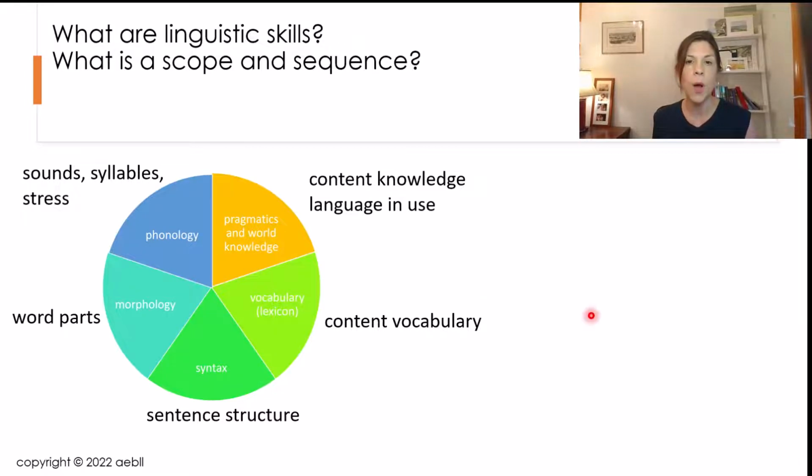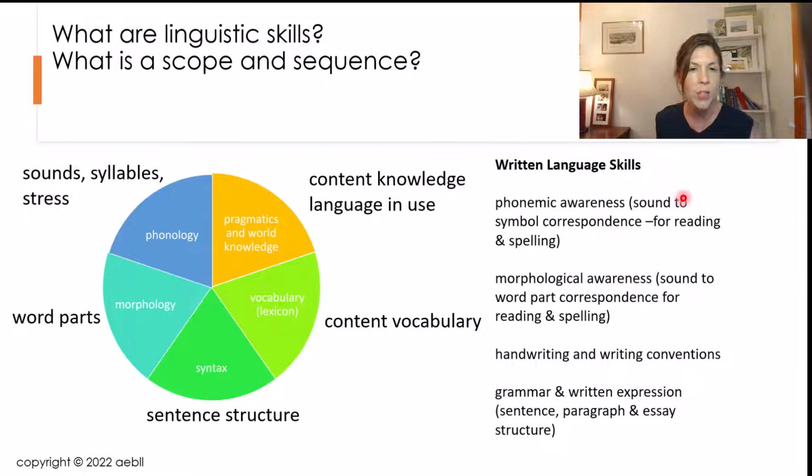I want to talk to you about written skills. So the important thing to remember here is that oral language and written language are 2 different things. Very different things. In terms of written language skills, which also comprise linguistic skills, we're talking about phonemic awareness. That is sound to symbol correspondence so that we can read, also known as decoding, and spell. So just to give you an example, I know the sound k as in cat. Now I'm going to learn the letter that represents the k sound. I'm going to learn that C.